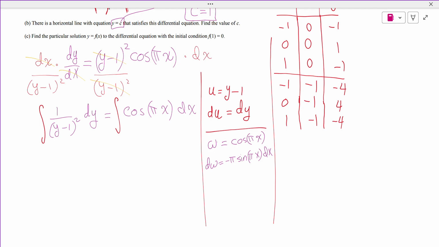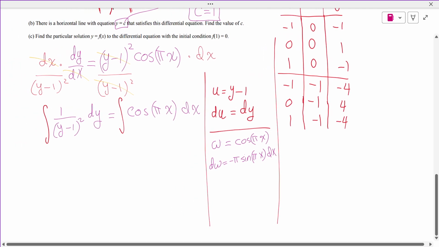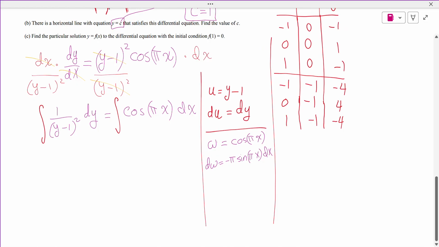Or we can just assume the inner. Sorry, I made a mistake here. We can assume only the inner to be w, which is pi x. That means dw equals pi dx. Now we can divide by pi on both sides, so dx equals dw over pi.